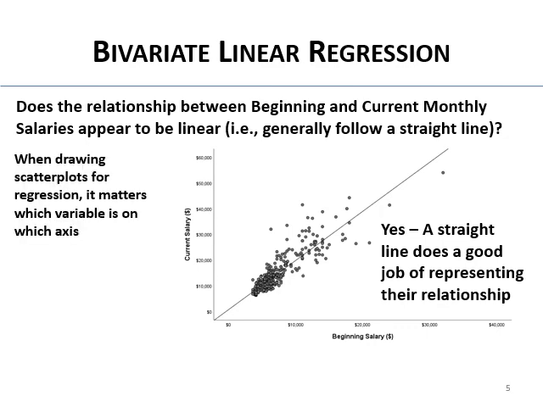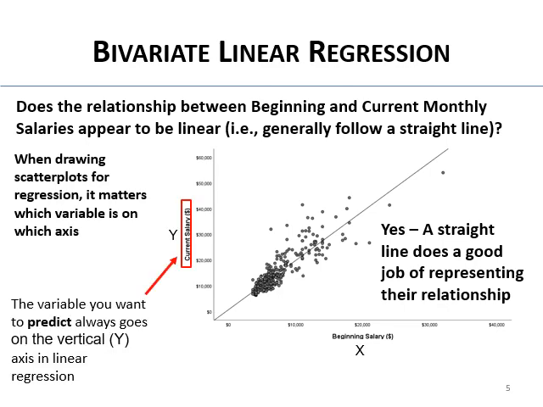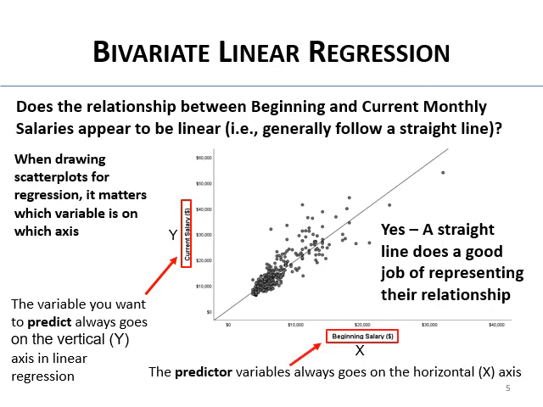So when you're drawing scatter plots for regression, it's different than earlier in the week with correlation. It matters which one's on the y-axis. You have to put the variable you want to predict on the y-axis, the up and down one. So that always goes on the vertical or the y-axis. So in this case, we're predicting current salary from beginning salary. The predictor, that is the other variable you're using to predict, goes on the x-axis. So we're using beginning salary to predict current salary.